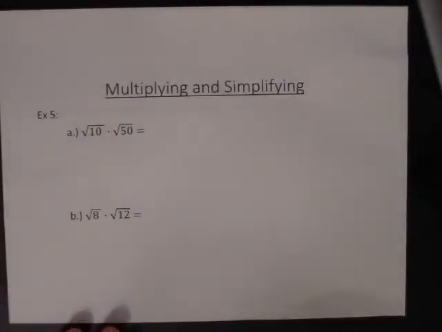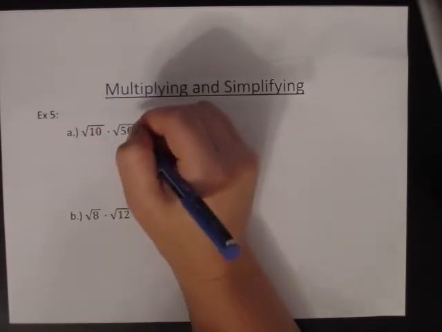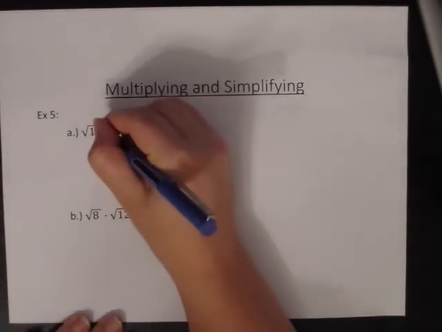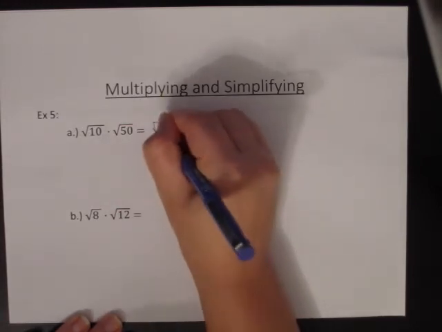The next thing that we have to do is we have to multiply and simplify. Okay, so there's a couple techniques to do this, and I'm going to show you both ways. Going back to the first slide. So what you can do first, and I think this is a little bit easier, is you can multiply inside and then simplify. So if I go the square root of 10 times the square root of 50, that would be 10 times 50 is going to be 500.